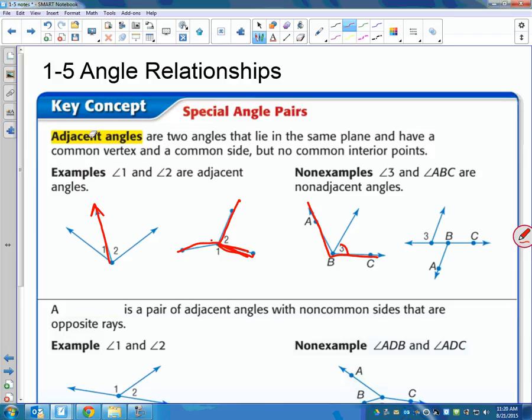Angle 3 and angle ABC are not adjacent because they have common interior points. It can't lie inside the angle. Do you see how that's different than the two angles over there? If this said angle 3 and angle 4, are those adjacent angles now? You see what I'm saying? They're saying the whole angle is not adjacent to the little angle inside of it. So just be real careful on the wording there. I'm not going to focus a lot on the non-examples because I'm not a fan of non-examples.